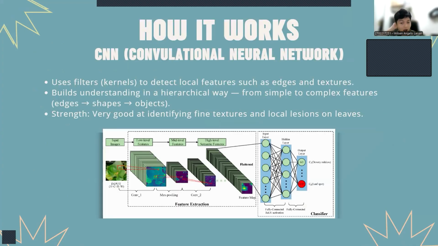Okay, now how it works on CNN. Before we move on to methodology, let's understand this a bit deeper. As we can see in the diagram, CNN works by applying filters or kernels to scan the image. The first layer detects simple things like edges or corners. The next layers combine these to recognize more complex shapes and so on. This makes CNN very good at understanding fine textures on leaves.